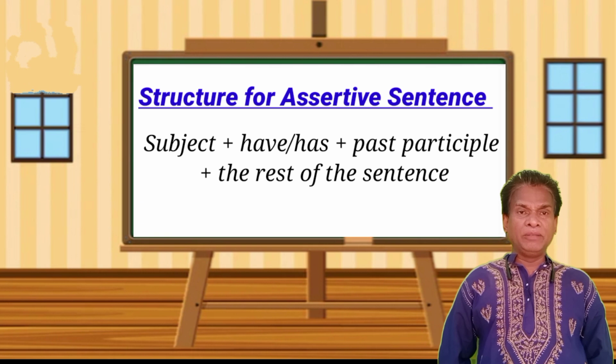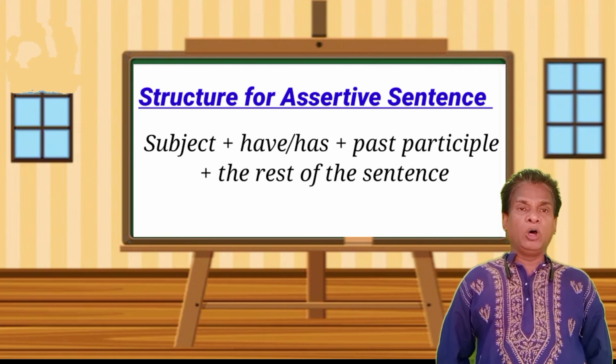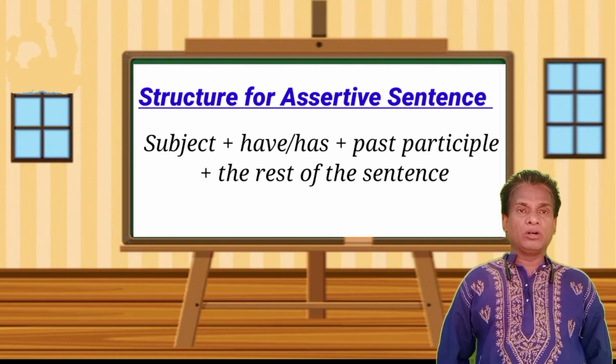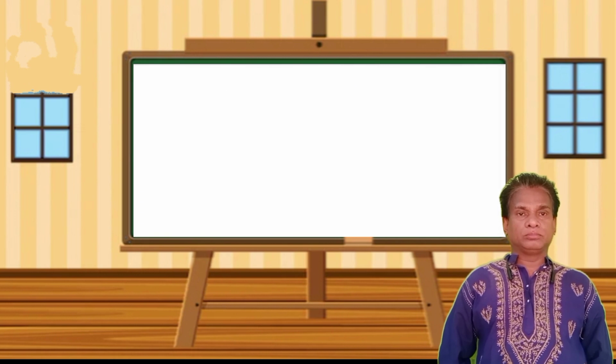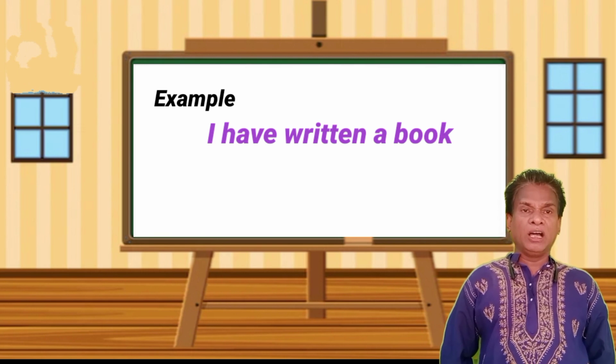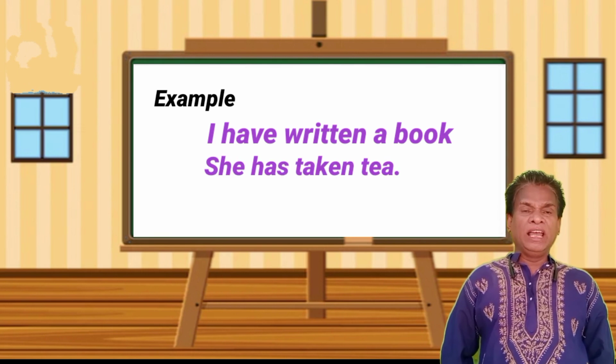Structure for assertive sentence: he, she, it singular number plus has plus V3 plus object. We, you, they plural number plus have plus V3 plus object. Example: I have written a book. She has taken tea.